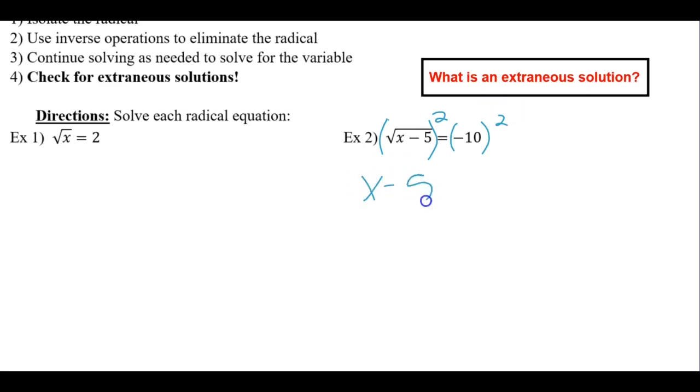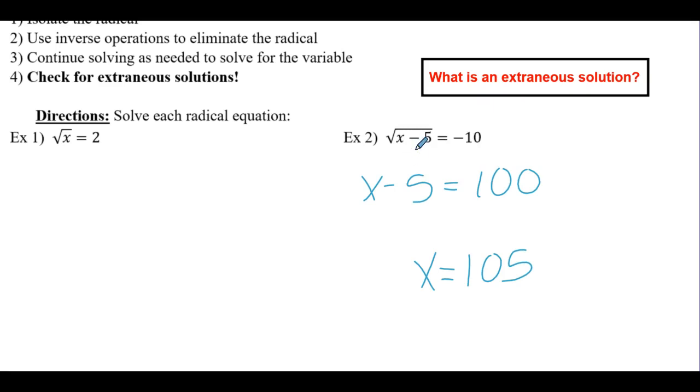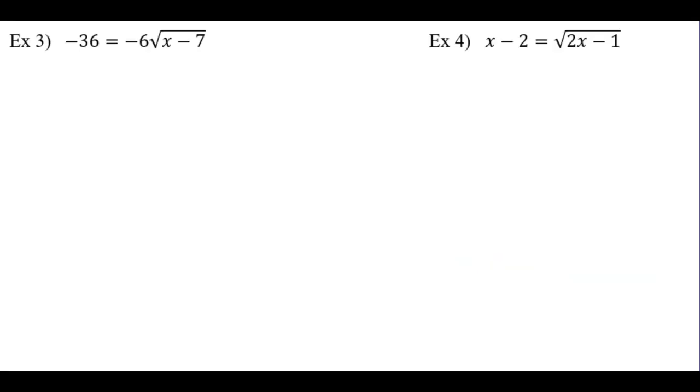So this becomes x minus 5 equals positive 100, right? Because we take a negative 10, we multiply it times itself. Add 5 over, answer is 105. Now, if I plug this back in, what's 105 minus 5? What's the positive square root of 100? 10, not negative 10. So 105 actually does not work for this problem. We're going to call it extraneous, or extraneous. I don't like it. So my algebra 2 kids always said, extraneous. Stop it.